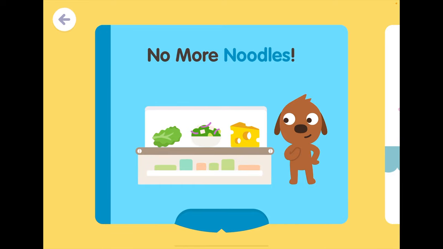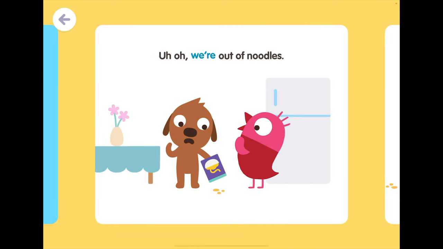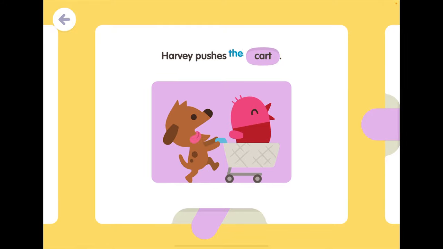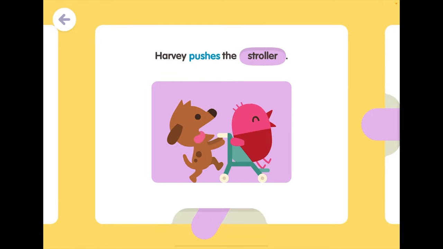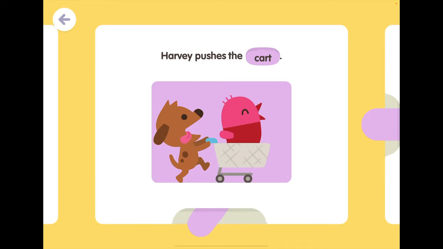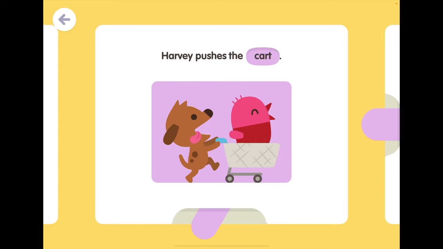No more noodles. Look at all the food. So we had lots of food, but we ran out of noodles. Oh, no. What are we going to do? Let's go to the grocery store. Oh, that's a good idea. Harvey pushes the cart. Harvey pushes the stroller. Harvey pushes the wagon. Harvey's going to push the cart.